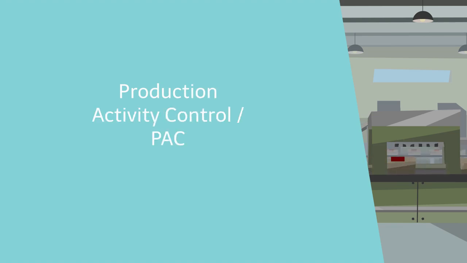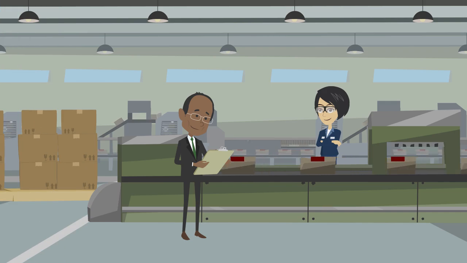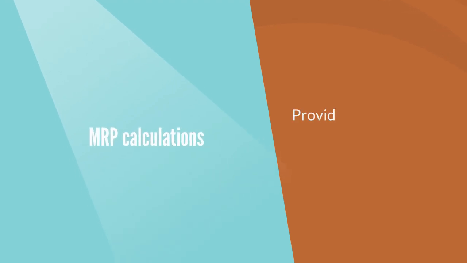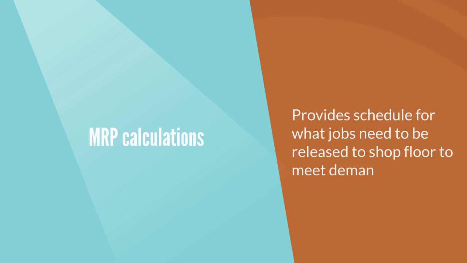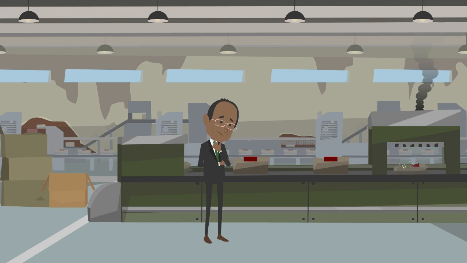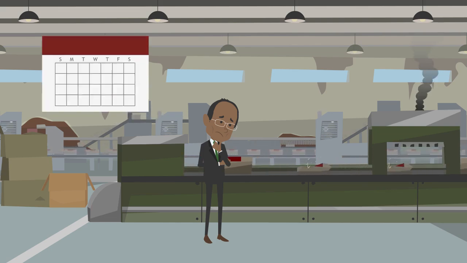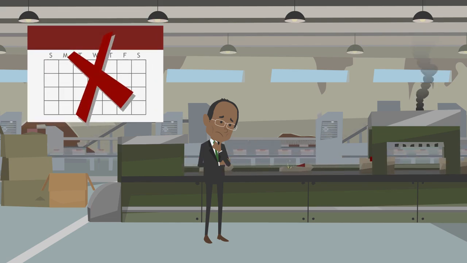Production Activity Control, or PAC, is the area of our operation which is tasked with making things happen. The MRP calculation provides a schedule for what jobs need to be released to the shop floor in order to meet the demand plan. However, there are so many things that can happen on the shop floor which can influence the delivery of the schedule.